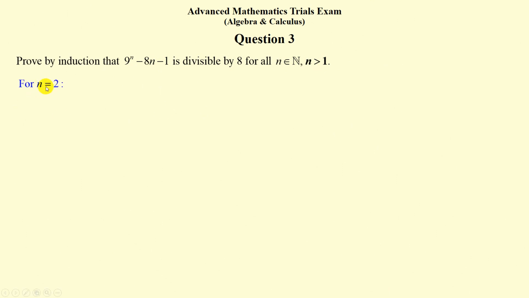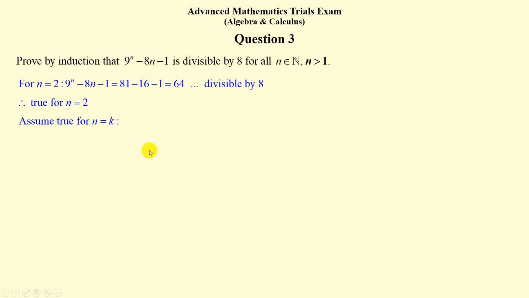For n equals 2, that 9 to the n minus 8n minus 1, we're going to substitute 2 in, and it gives us 64, which in fact is divisible by 8. Therefore, it's true for n equal to 2. Now we're going to assume true for n equal to k, which means we're going to substitute k and say, yes, well, that's divisible by 8.